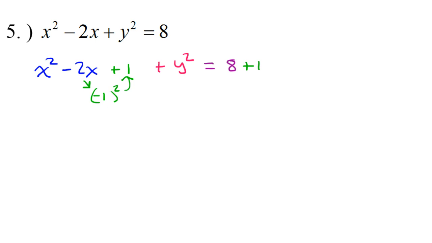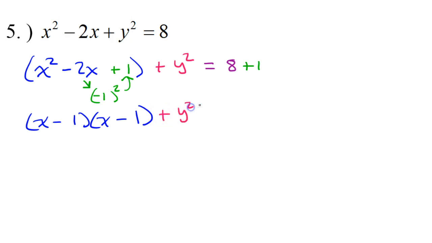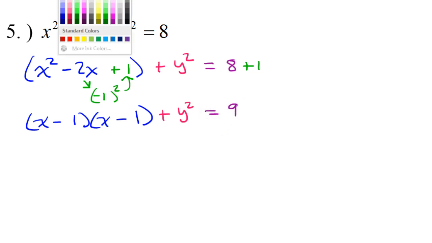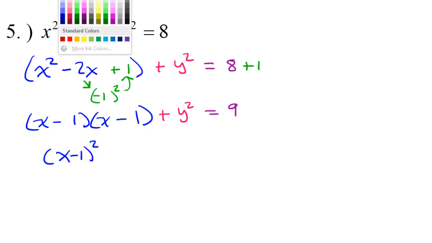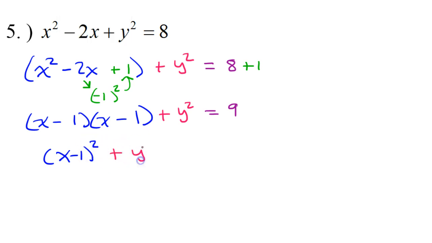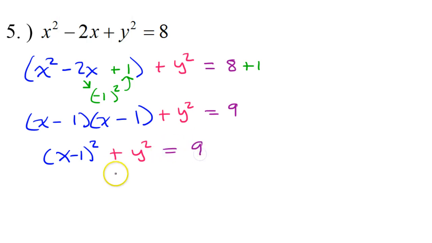So I'm going to go ahead and factor this trinomial right here. So if I factor this, it's going to be x minus 1 times x minus 1. Okay, and then I've got my plus y squared, and this equals 9. So this is going to give me x minus 1 squared plus y squared is equal to 9. So here's my standard form.